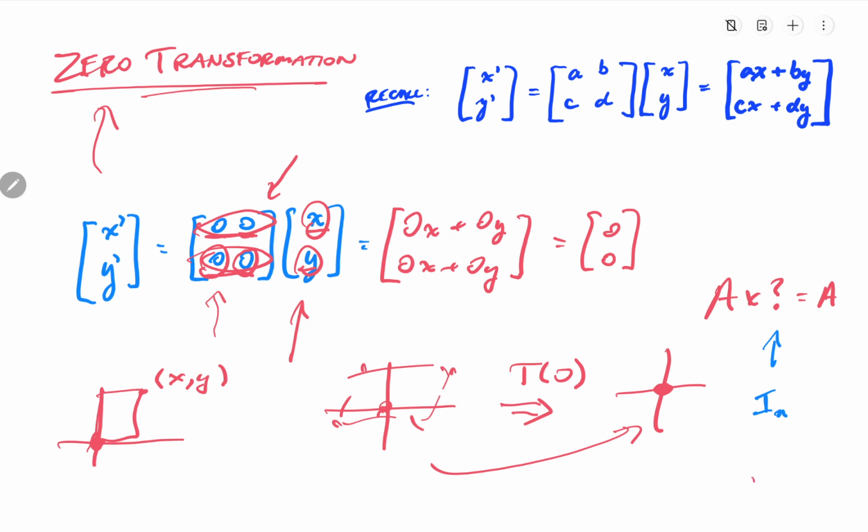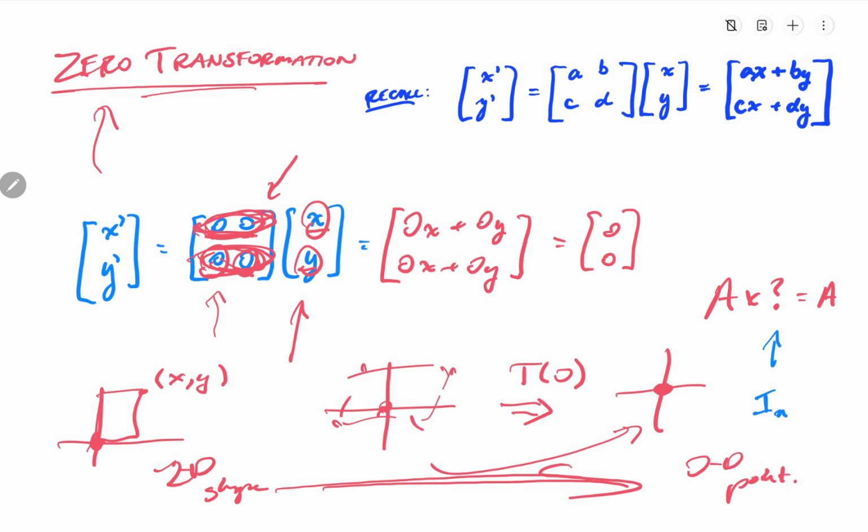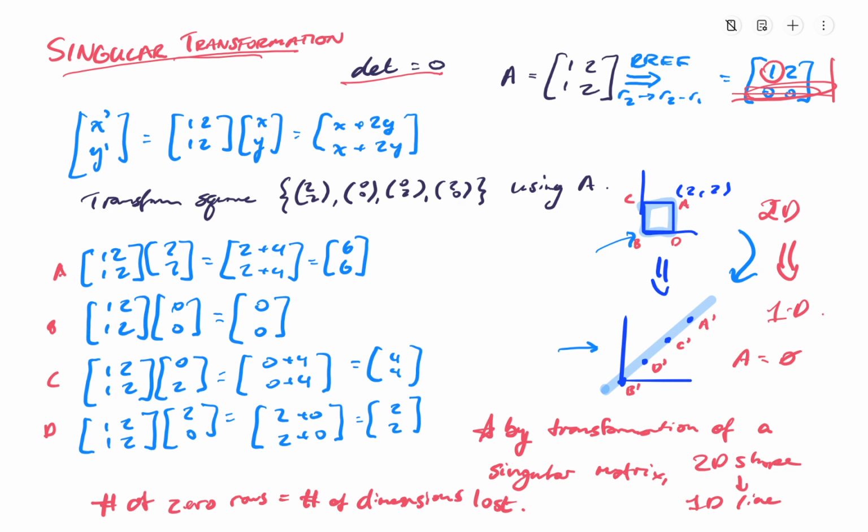So notice how we have 2 rows of zeros, which means that if we were solving an equation with this, there would be 2 free variables. So there are 2 zero rows. That means 2 dimensions were gone. We went from 2D, which would be a shape, all the way down to a 0-dimensional point, because the point doesn't have a size in either direction. And going back to our singular matrix, we only had 1 zero row, which means we got rid of 1 dimension to go from 2-dimensional to 1-dimensional.